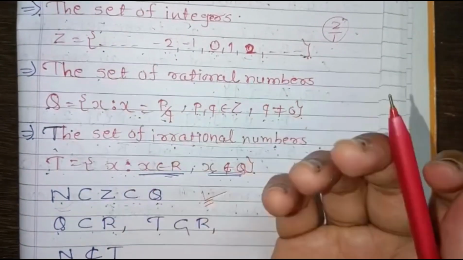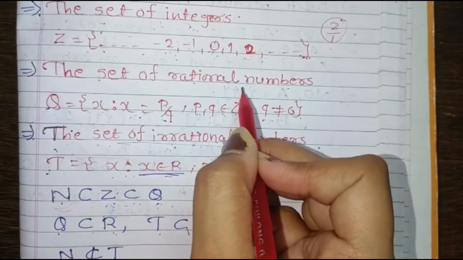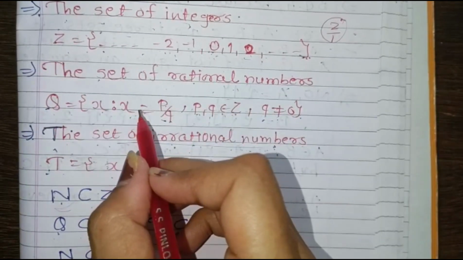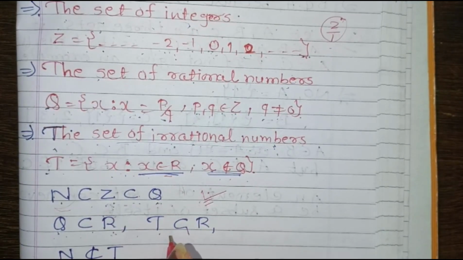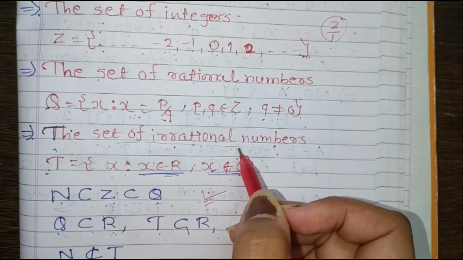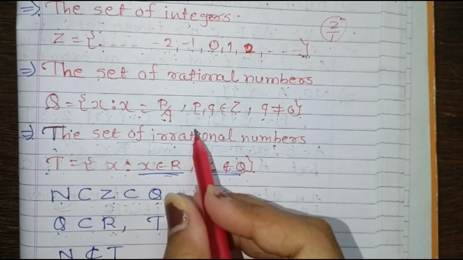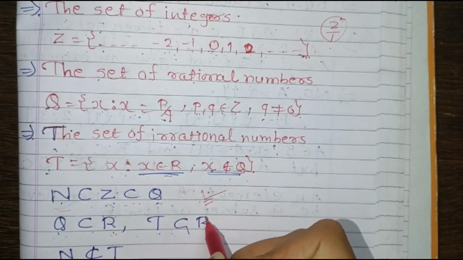Every rational number belongs to the real numbers R. That's why all the rational numbers belong to the real numbers, so Q is a subset of R. Next, T is also a subset of R. T is also part of the real numbers. That's why T is a subset of R. All the irrational numbers belong to the real numbers.